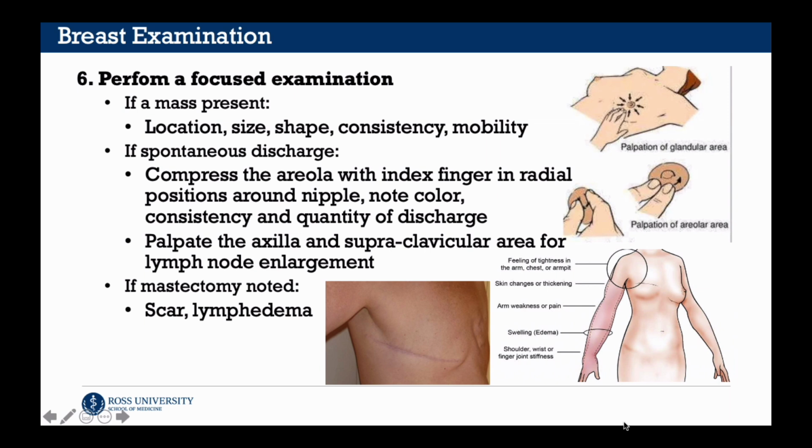You will now proceed to do a focused examination. If a mass is present, where is it located? What's its size, shape, consistency? Is it mobile or not? If there is spontaneous discharge, compress the areola with the index finger in radial positions around the nipple. Note color, consistency, and quantity of discharge. Then palpate the axilla and supraclavicular area for lymph node enlargement. If mastectomy is noted, check for scars and lymphedema.